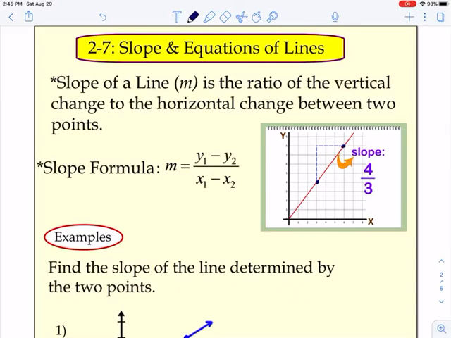As you move up, the change in y is positive. As you move down, the change in y is negative. And for your change in x, as you move to the right, x is positive, and when you move to the left, x is negative.